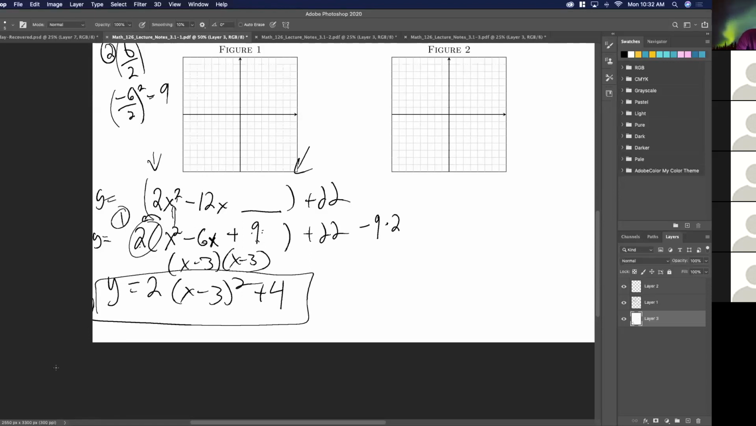So here, when I'm doing all this, I get into this form, and here we can easily graph it. Here I'm just going over 3 to the right, 1, 2, 3, up 4, 1, 2, 3, 4, put my little dot here. And then my next point will be over and up again. So here and here, and that's good enough.